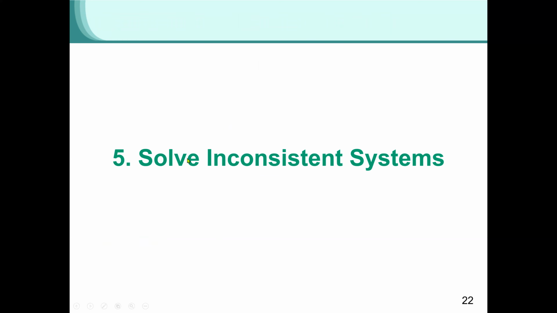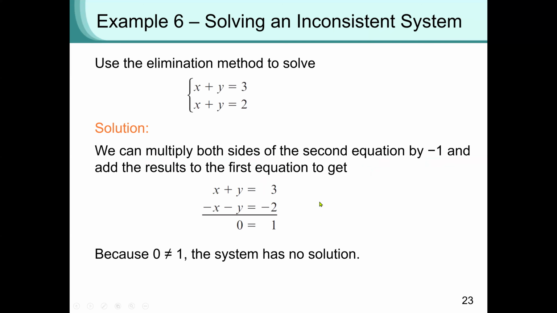So next, let's solve an inconsistent system. In the previous example, we have infinity solutions. The two equations are the same. So we have many solutions. So the system is consistent. Now, when you have an inconsistent system, it means, again, there's no solution. There's no solution. So here they say we should use the elimination method to solve the following problem.